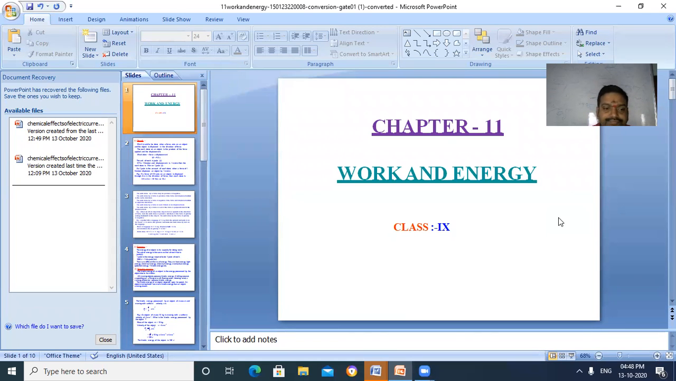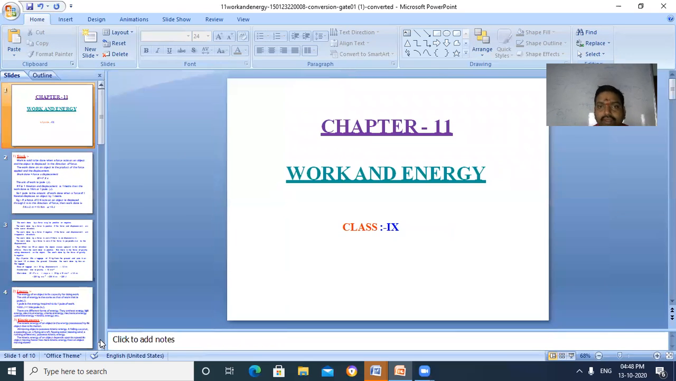Hi students, today we are going to see chapter 11, that is work, power and energy, of class 9 CBSE, chiefly given as work and energy. So we also see the other parameter called power, which is derived from work, and of course the other areas.